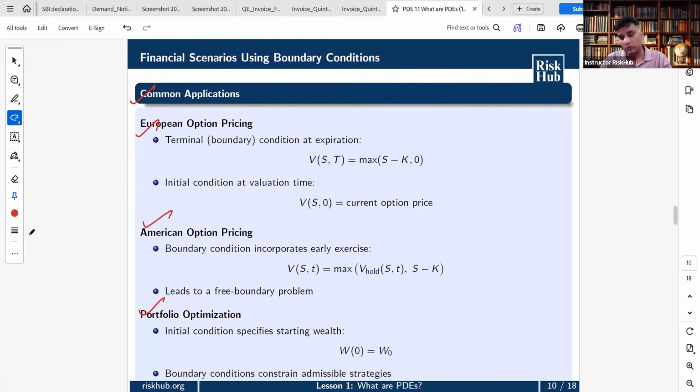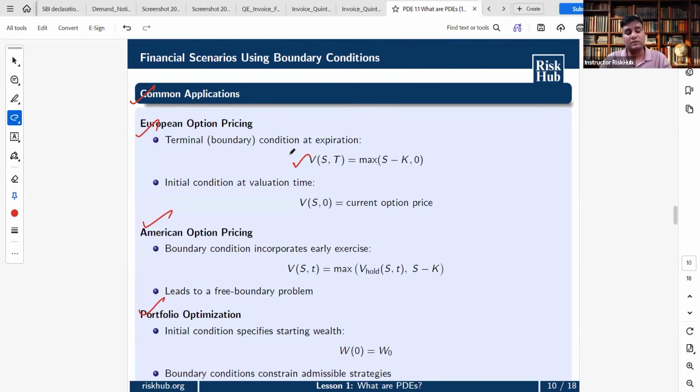See, when we have European option pricing, the terminal condition is V(S,T) equals max(S minus K, 0). This is a call payoff at valuation time. V(S,0) is equal to the current option price. The full pricing logic is that at time T, the payoff is known, and at 0, the price today is unknown, to be observed. Between 0 and T, the PDE connects the two. In Black-Scholes, we solve backward from maturity to today.